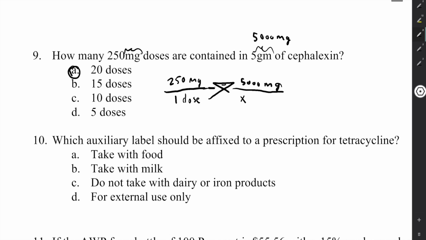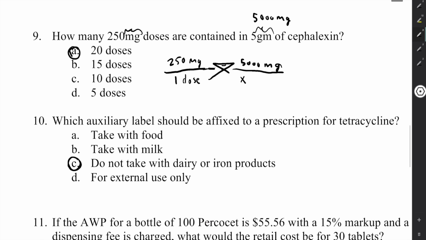The next question is, which auxiliary label should be affixed to a prescription for tetracycline? Is it going to be A, take with food, B, take with milk, C, do not take with dairy or iron products, or D, for external use only? All right, and the answer to this one is C, do not take with dairy or iron products.